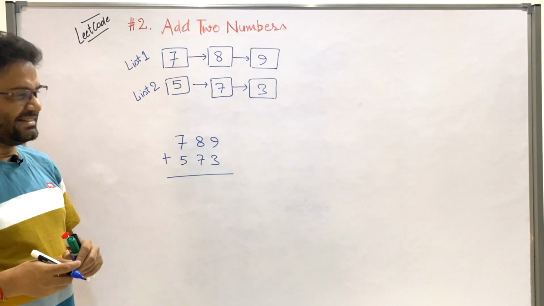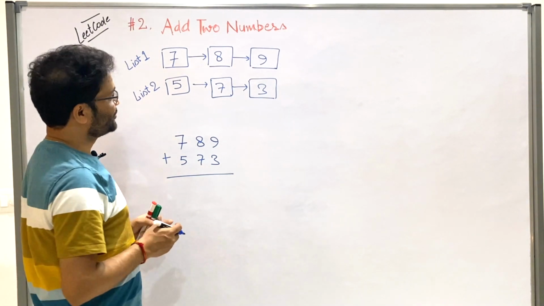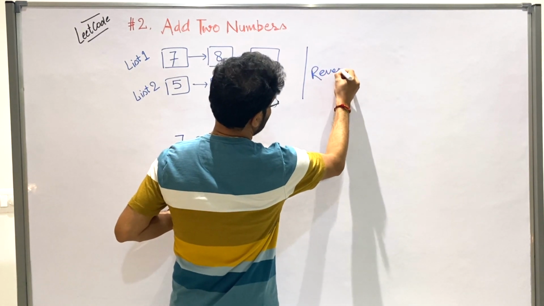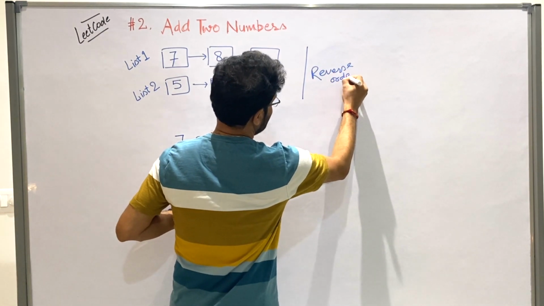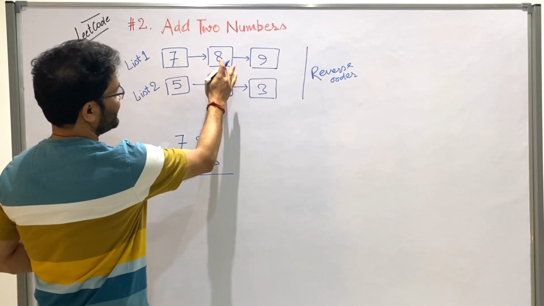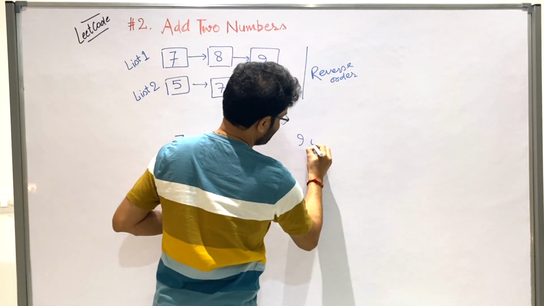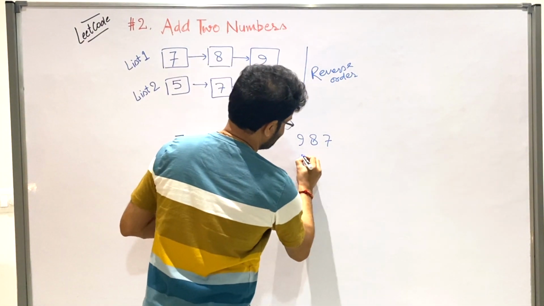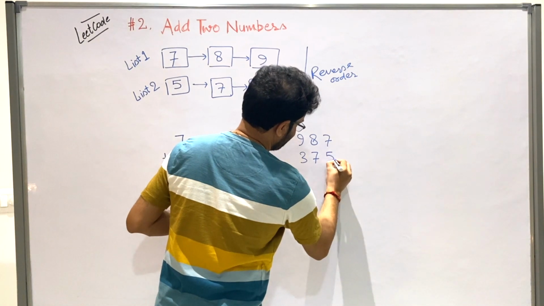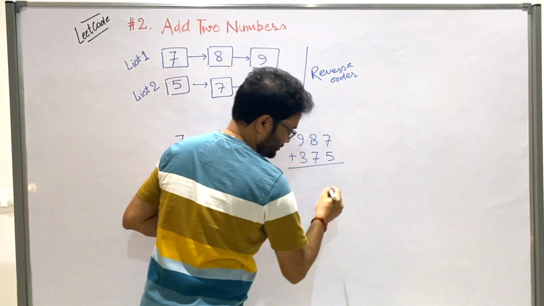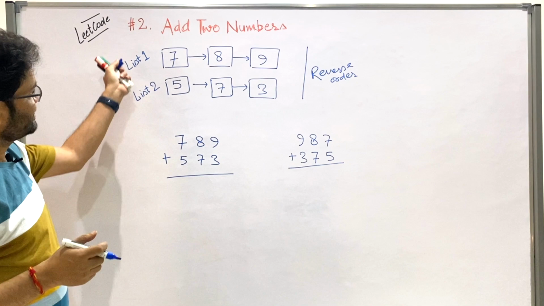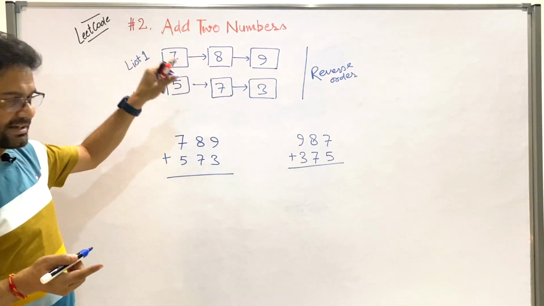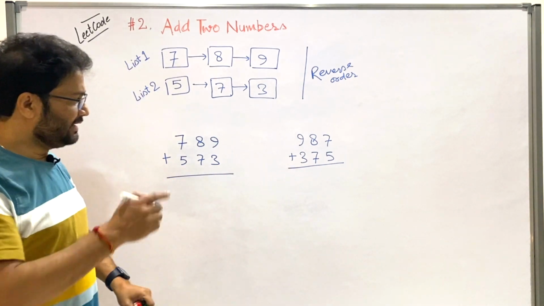But it is not that easy. We have some twist here. This number is given in reverse order. So actually this number is 987, and this number is 375. They are expecting from you that you reverse the first linked list, take this number, then again reverse the second linked list, take this number, then add it here.